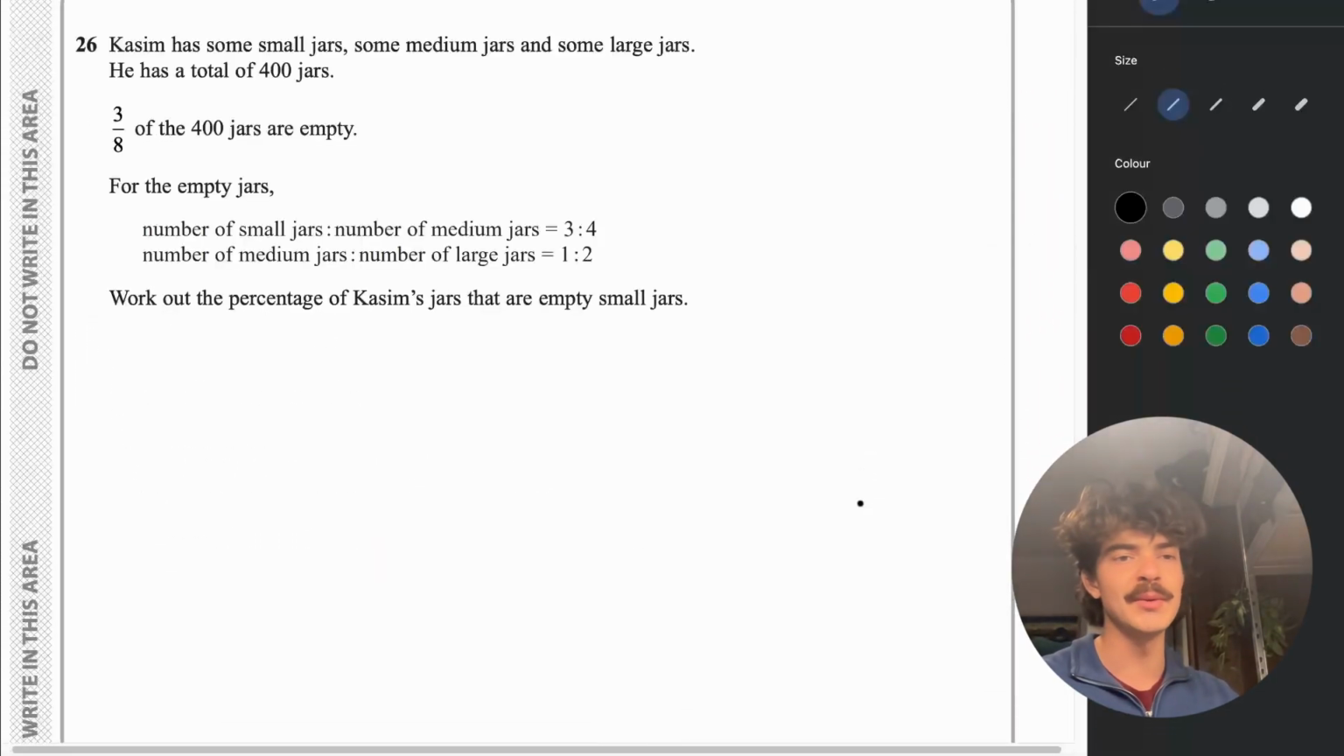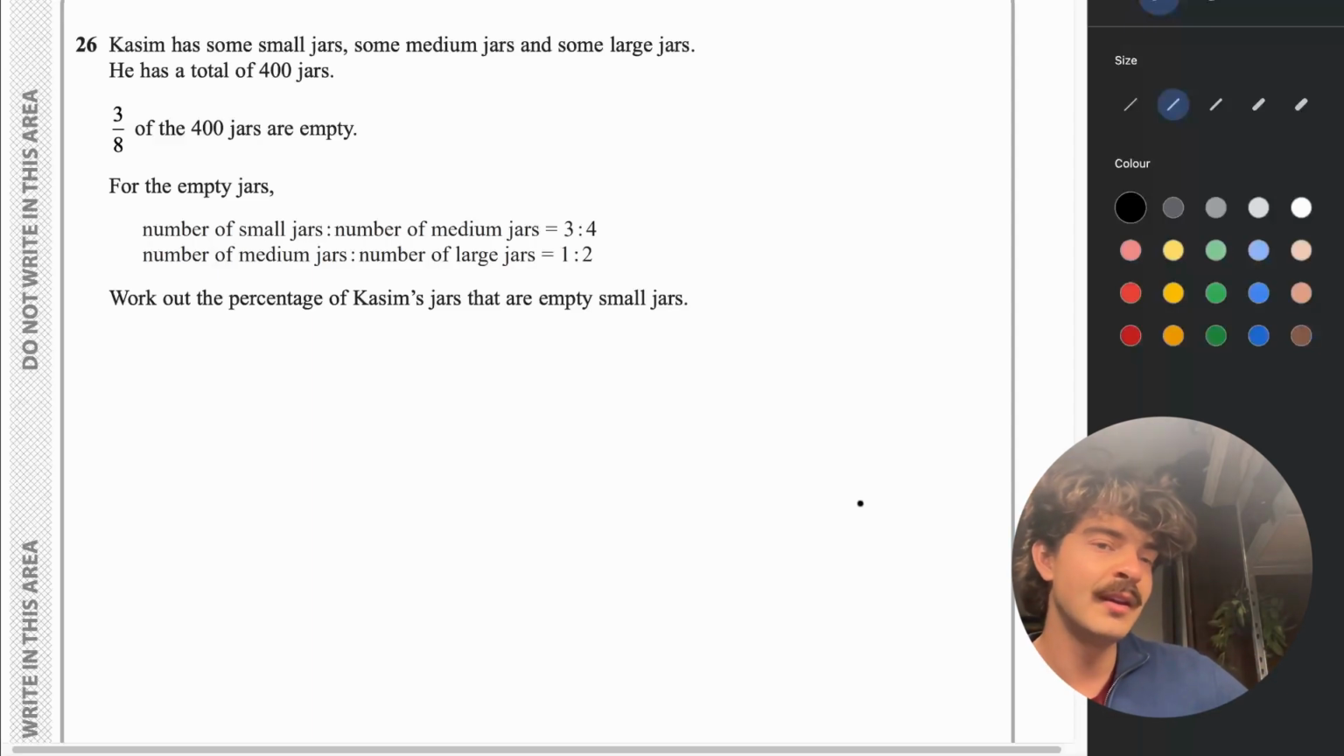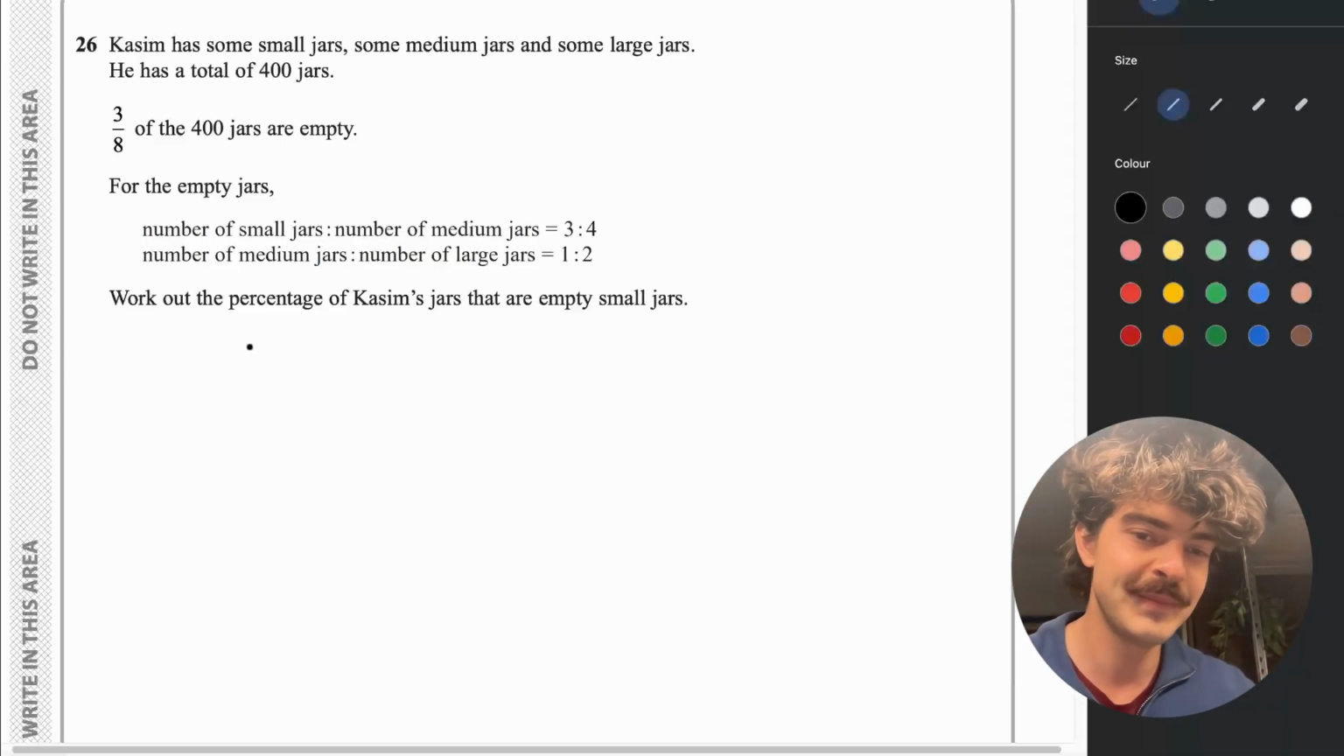On to question number 26. Kazim has some small jars, some medium jars, and some large jars. He has a total of 400. 3/8 of the 400 are empty. Okay, and then we've got some stuff happening afterwards. Let's work out how many are empty. Yeah, okay. Work out the percentage of jars that are empty and small.